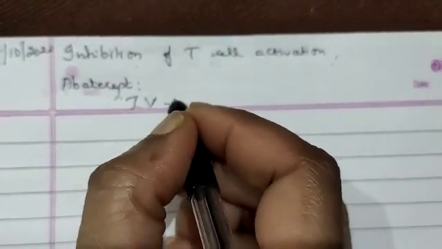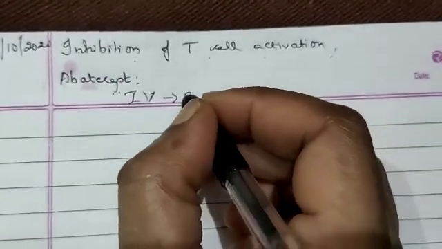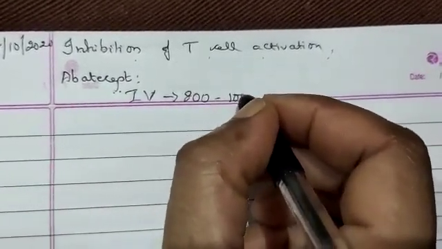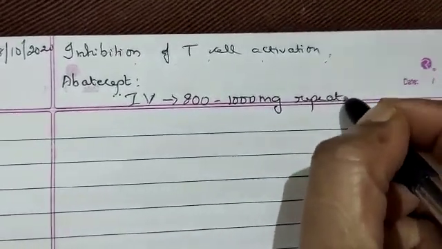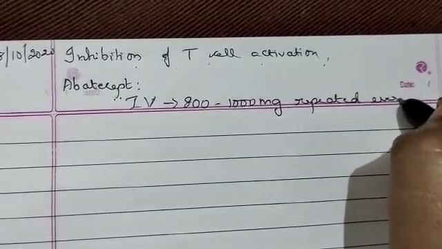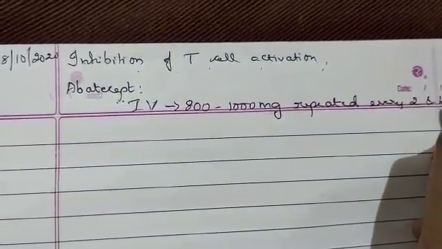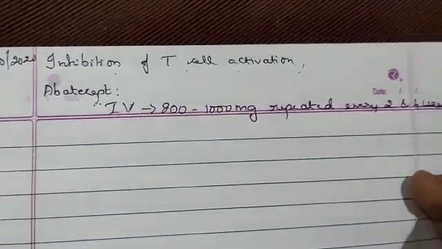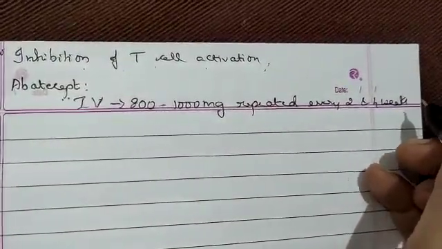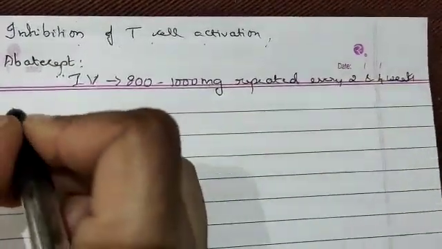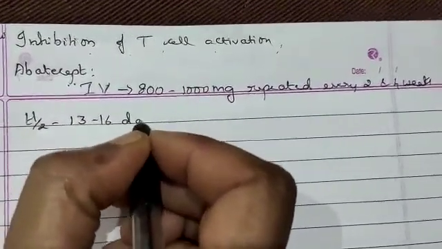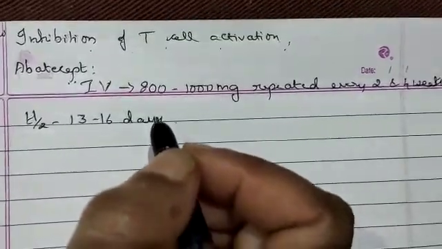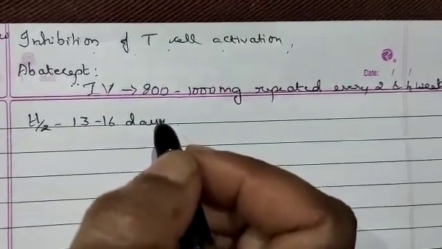This drug is normally given by the IV route, especially as an infusion in a dosage of 800 to 1000 mg, which is repeated every 2 to 4 weeks. This drug has a long half-life, around 13 to 16 days. Because of that, you give it either every 2 weeks or every 4 weeks.